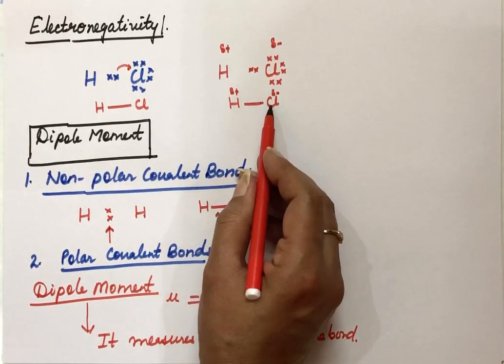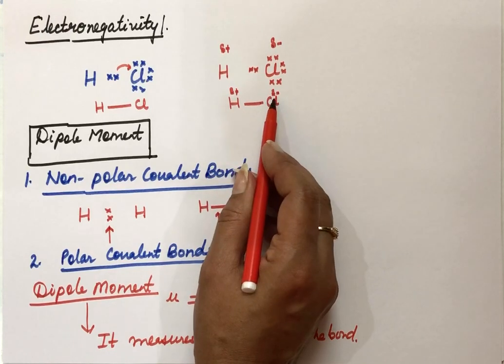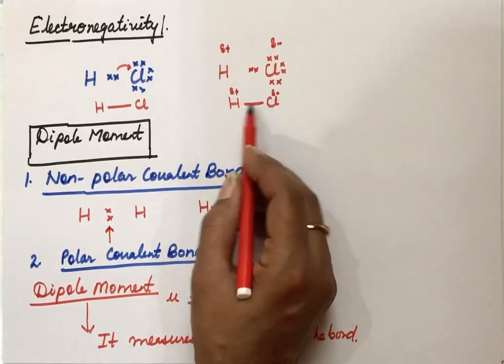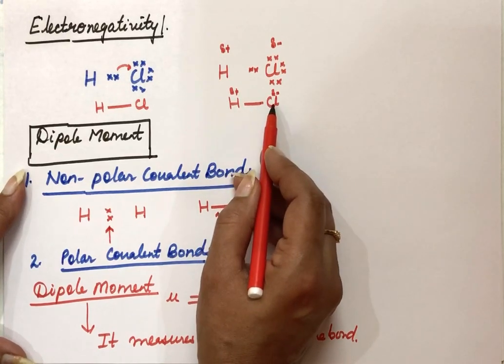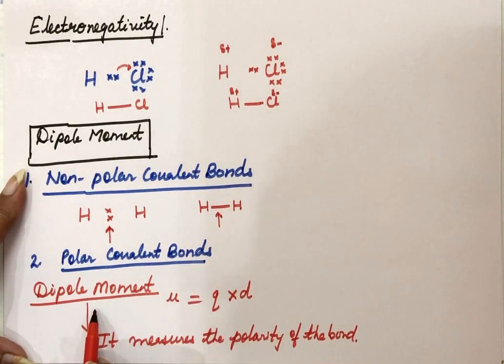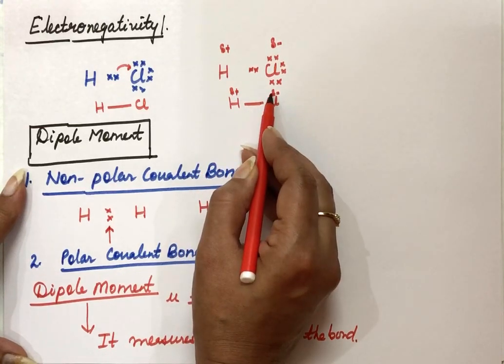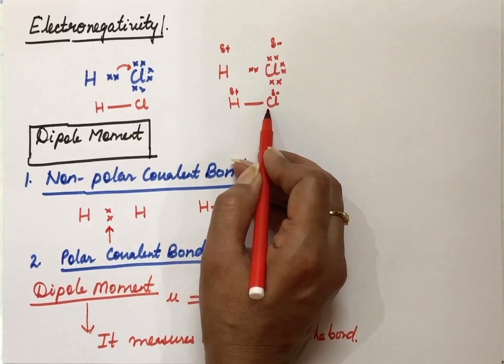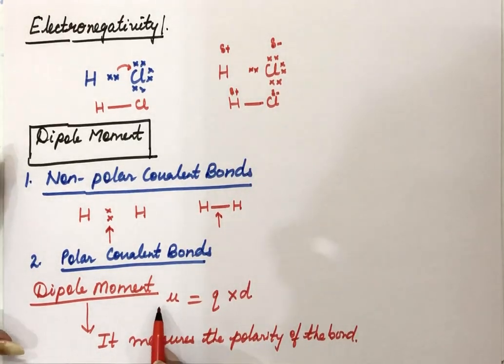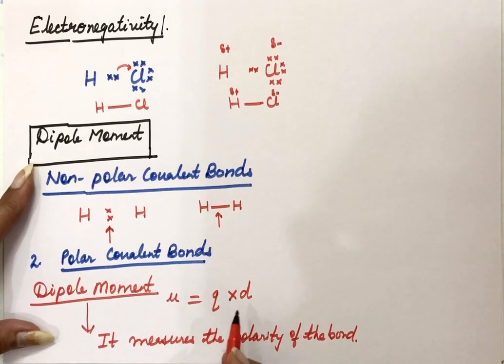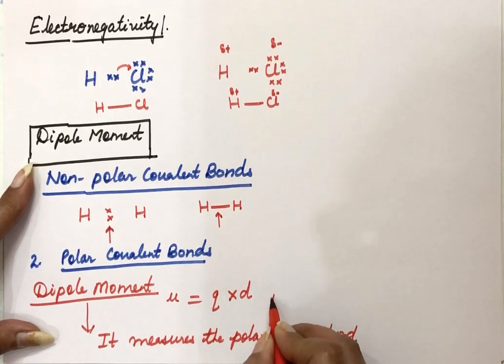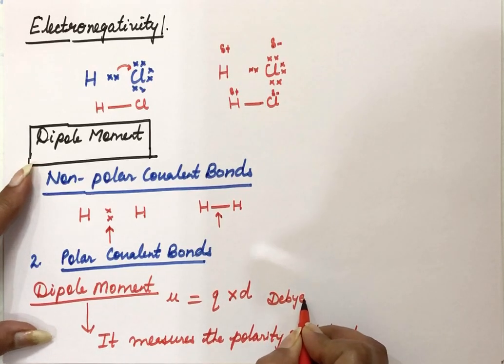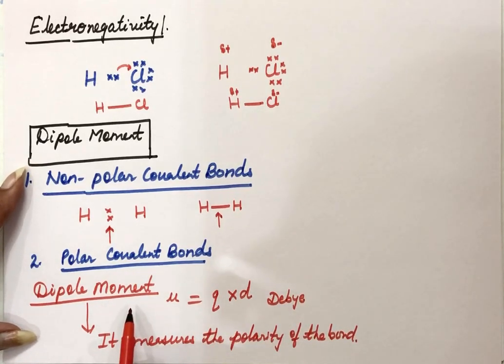So this bond becomes polar in nature because of the positive and negative charges coming here. Now how polar is this bond? To measure the polarity of this bond, we use the term dipole moment. So it measures the polarity of the bond, and dipole moment is equal to the charge on these, how much is the charge on these, and the distance, the separation between the positive and negative charges. So mathematically the formula is mu equal to Q into d, and the dipole moment is calculated in the unit debye. Debye is a unit to express the dipole moment.